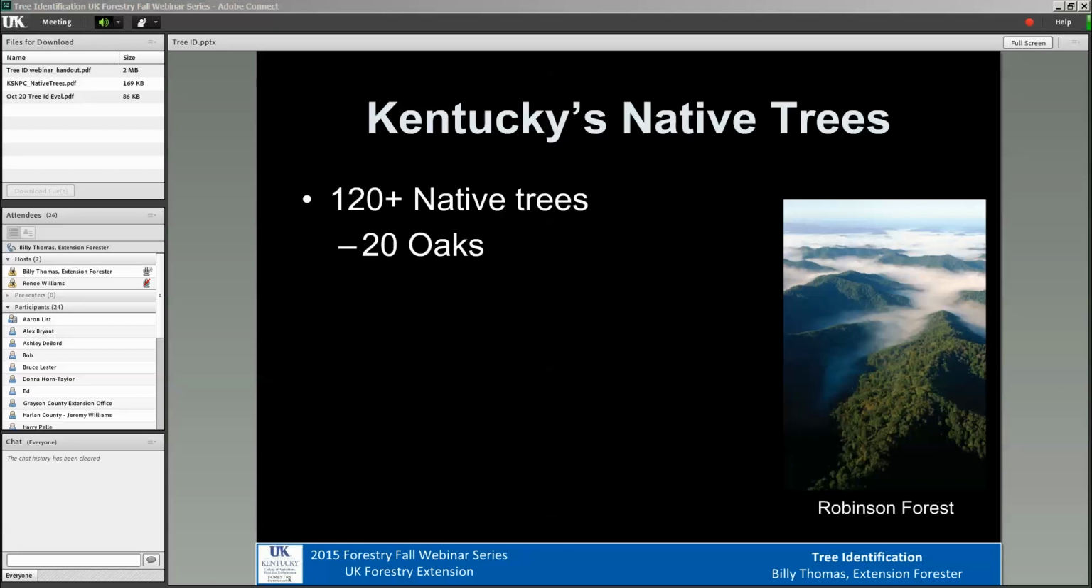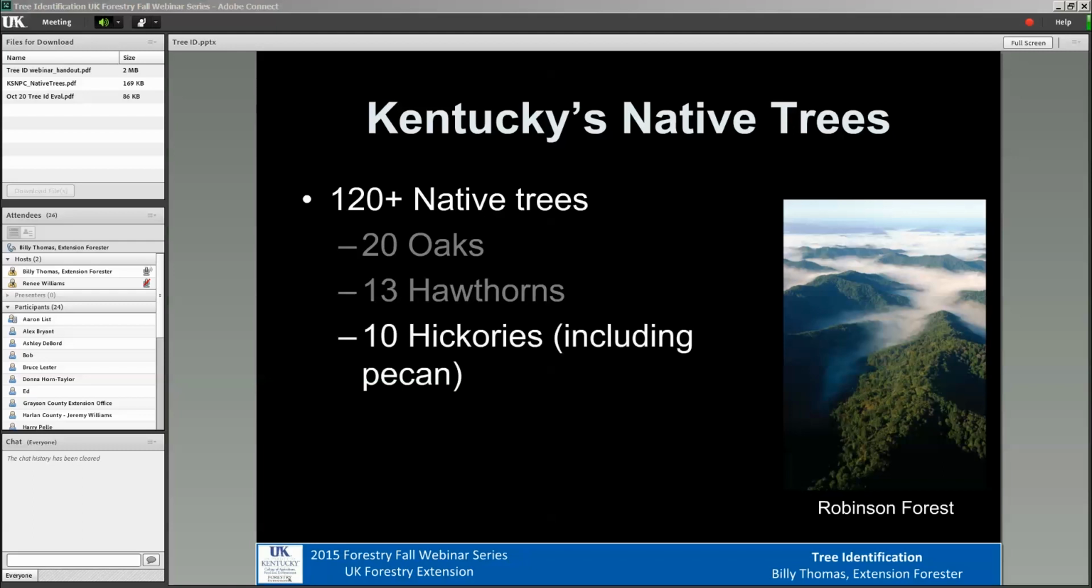Some are certainly more important from a timber standpoint than others. Some are more important from a wildlife standpoint. So we'll talk about those a little bit too. We also have 13 different hawthorns. A hawthorn's a smaller tree, but certainly got a lot of diversity out there in Kentucky with those hawthorn species. Really important for wildlife as well.